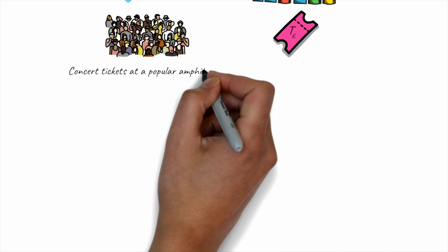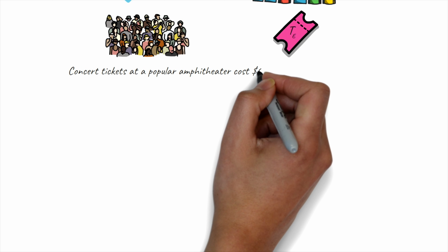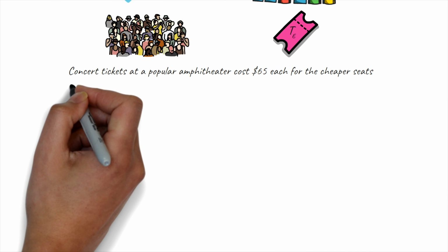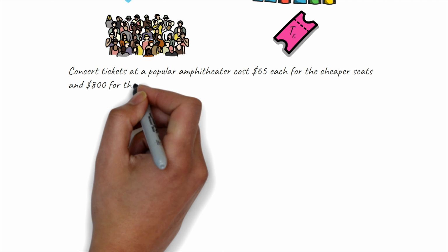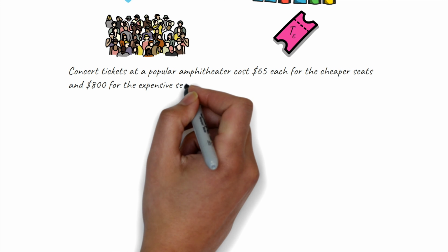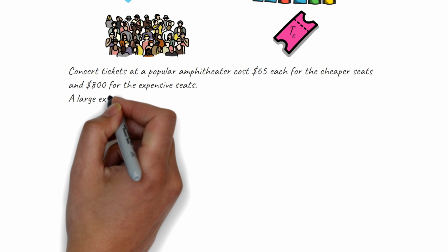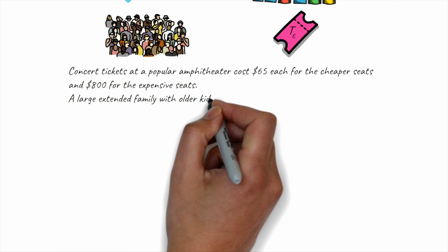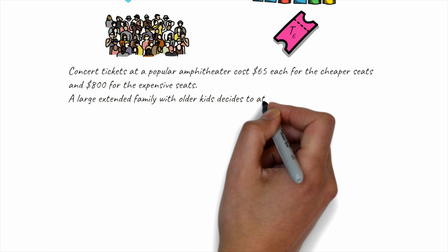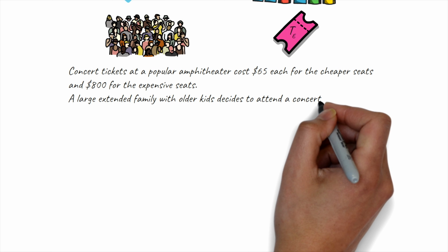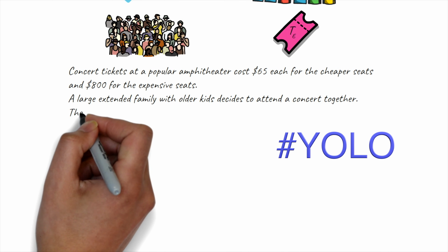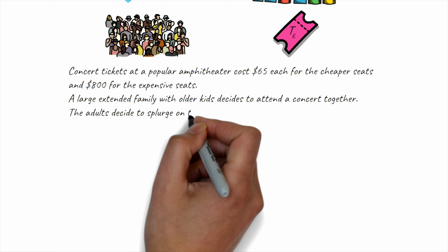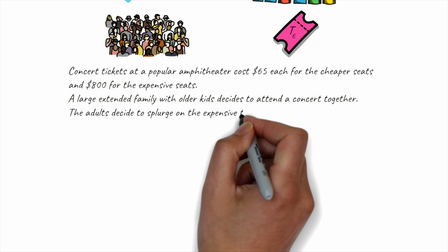So we have concert tickets at a popular amphitheater, and they cost $65 each for the cheaper tickets and $800 a ticket for the more expensive seats. This large extended family, who's a little bit older, wants to go, and the kids decide, okay, we need to save our money, so we're going to spend less. The adults say, hey, YOLO, we're going to splurge on those expensive concert tickets.